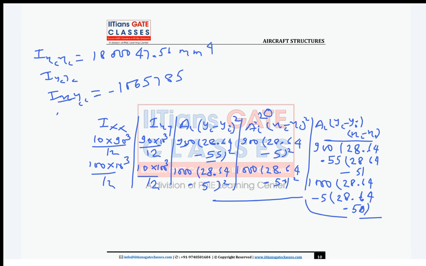So everybody, is it clear? Is it clear how to find these cross sectional properties? Okay, yes or no, is it clear?